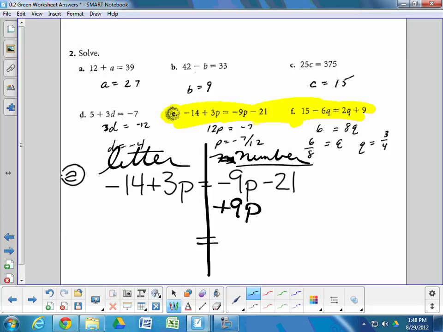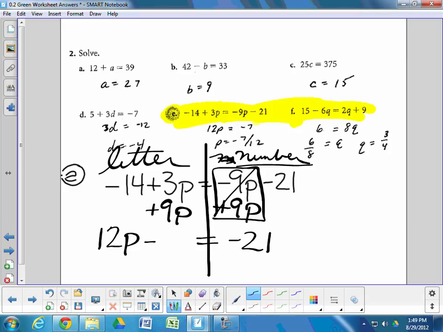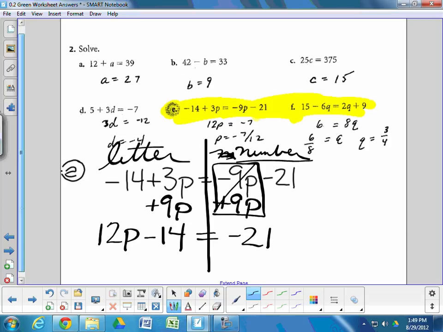And if all that's left over there is a negative 21, we are getting close to our goal of numbers on the right. Nothing with a letter in it. So this got canceled. But you can't just add 9P to the right without adding the 9P to the left. And what do you get? 12P. And I'm going to put the 12P, then the minus 14.